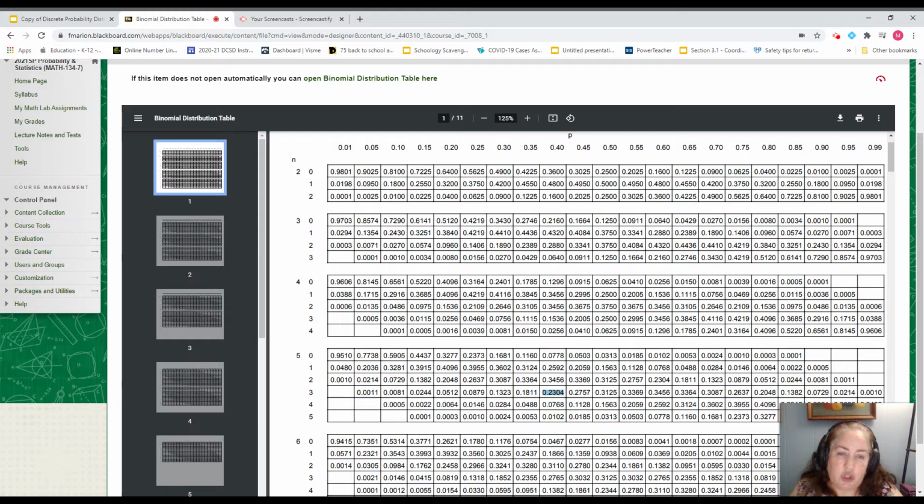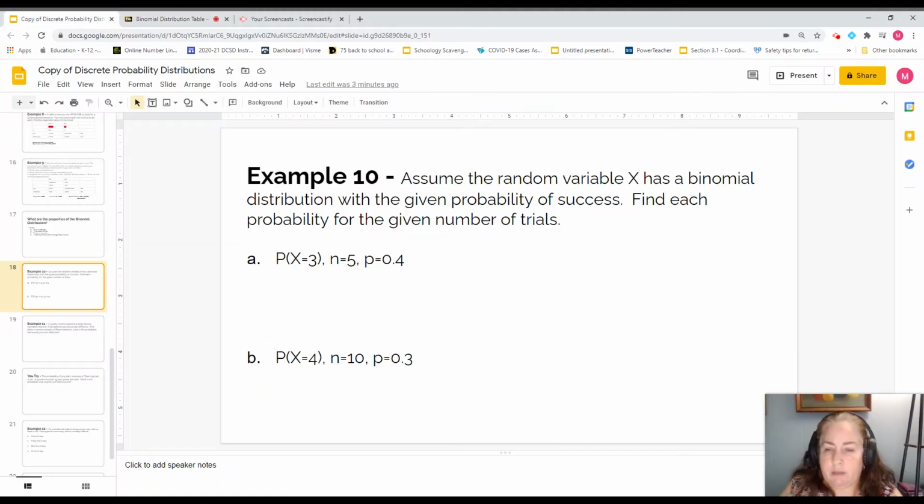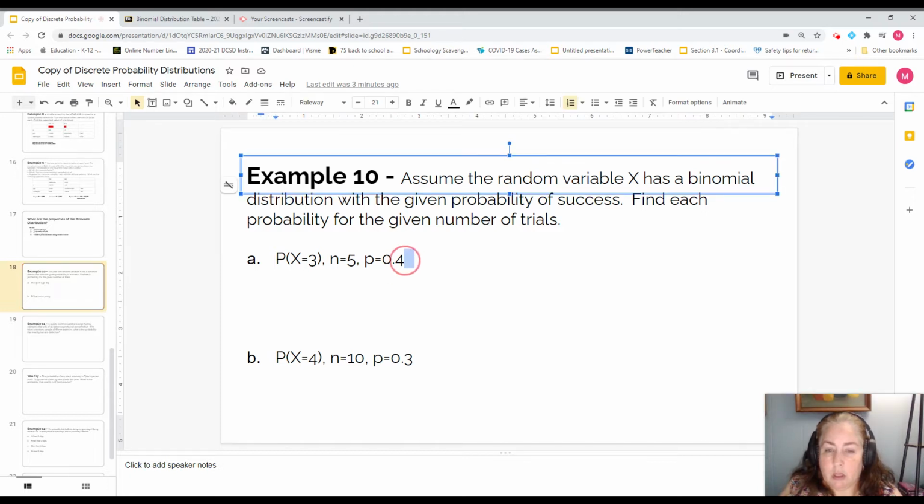Different charts read different things. Depending on which chart you're looking at, it might be a little bit different. I created this chart. I don't use the one that is in the book. The book has the same numbers. It just might be read a little bit differently. But outside should be N, inside of that should be your X, and across the top should be your p-value. So the answer to this one is 0.2304.